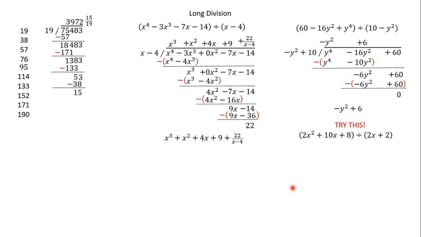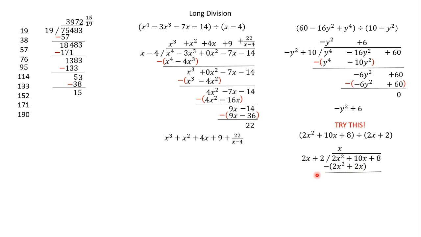So, first step, rewrite it. So 2x plus 2 divided by 2x squared plus 10x plus 8. And then 2x times what equals 2x squared? Just all we need is an x. Multiply. We get 2x squared plus 2x.